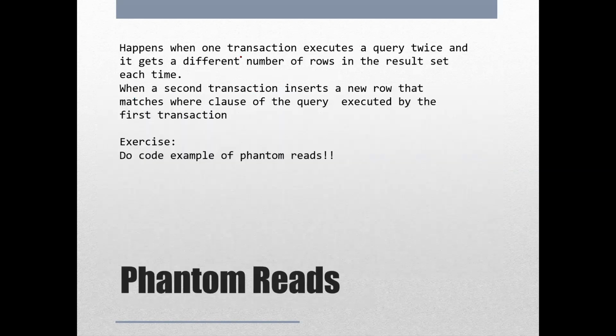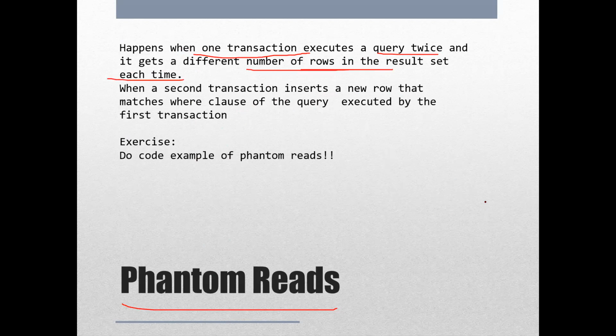Now, phantom reads happen when one transaction executes a query twice and it gets a different number of rows in the result set each time, because a second transaction inserts a new row that matches the WHERE clause of the query executed by the first transaction. So phantom reads is what? You are running one transaction that executes a query twice, and it gets a different number of rows in the result set each time.